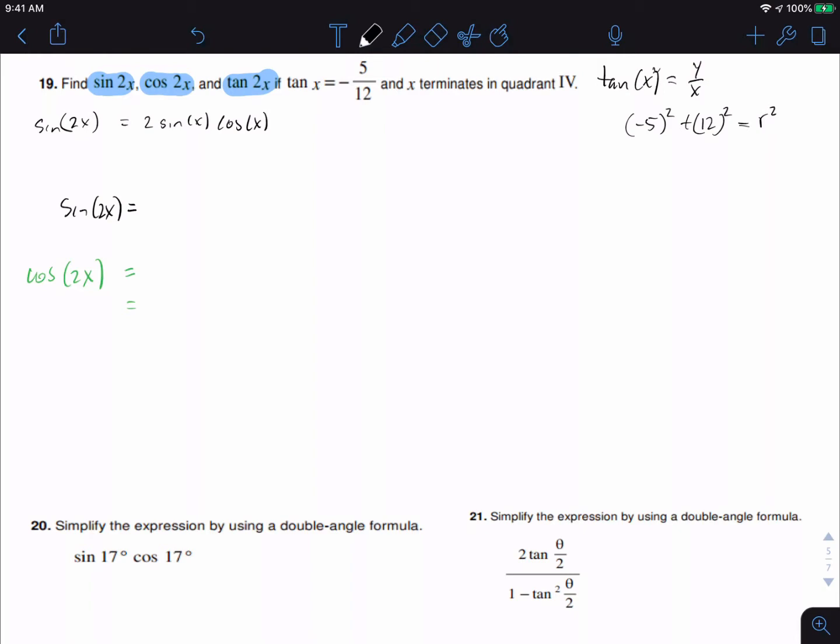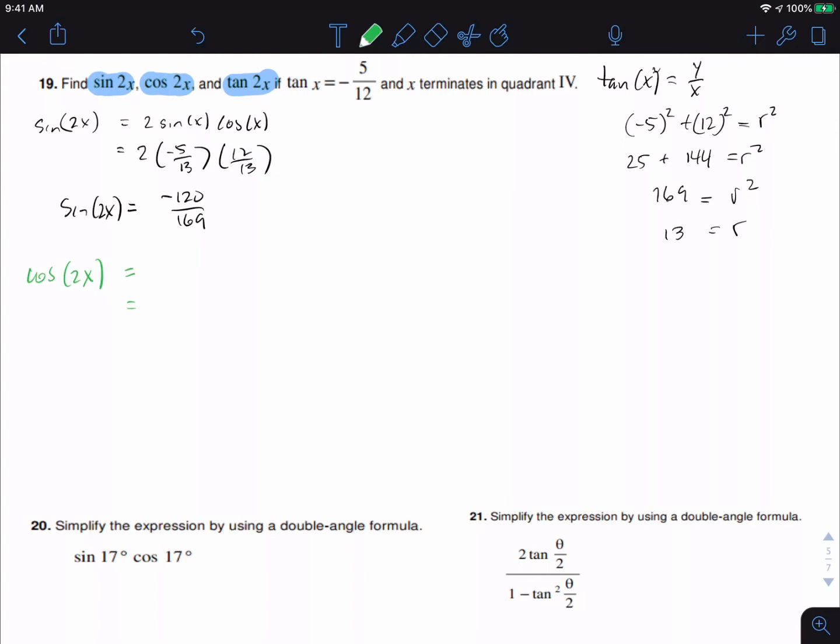Thank you guys for texting me that. Silly me. So it's going to be 25 plus 144 is equal to r squared. So then r squared is equal to 169, and so r is equal to 13. So it's going to be 2 times negative 5 over 13, and then 12 over 13, which is going to give me negative 120 over 169. Hope that helps. I honestly hope I didn't confuse you guys.